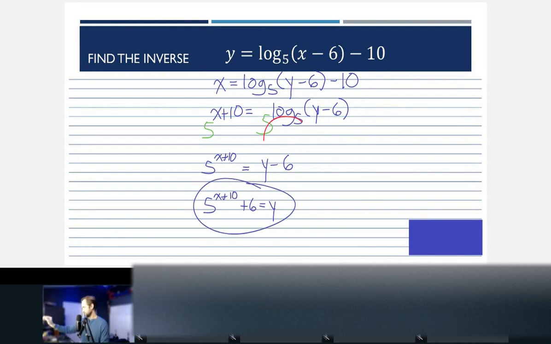And that's it. We solve for y. We're done. Easy peasy. And that is correct. Y equals 5 to the x plus 10 plus 6. So again, make sure that after you switch them, to get rid of the log that's attached to it, we have to get this term by itself by adding 10, in this case, both sides. And then we can do base of 5 to both sides. That cancels out. This carries down. We have 5 to the x plus 10, and then, yeah, we're done.